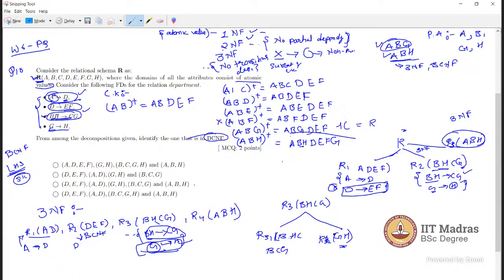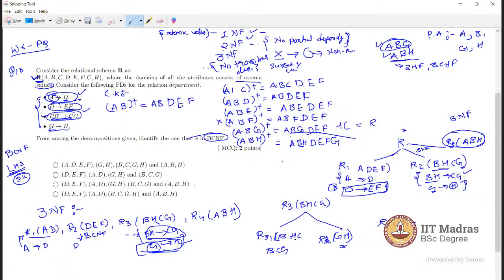Because anyway BC we have to take, right? For a lossless decomposition, R1 union R2 must be R, na? So GH is there. In order to get that, BC must be part of R3, right? But along with the BC, we need to take H and G also in order to get a decomposed relation, right? So BCH or BCG, which one we have to consider?